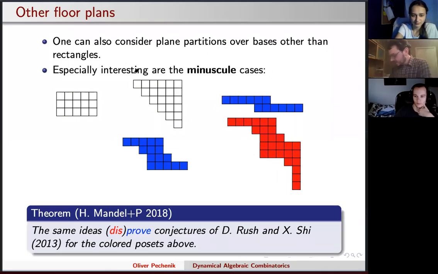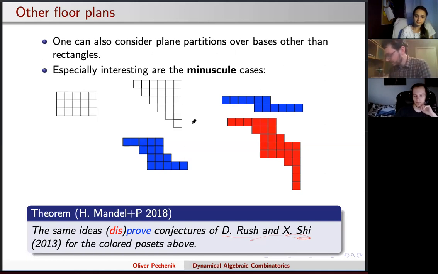And again, there were these conjectures about stacking boxes in these shapes, and it seemed like there was no way to deal with them, except finally we knew you could turn them into Tableau, and you could work with the Tableau instead. And the Tableau are just much nicer in so many ways. And so there are these strange conjectures of Rush and Shi about these weird shapes. And we turn them into statements about Tableau instead, and it turns out then they're not so bad.